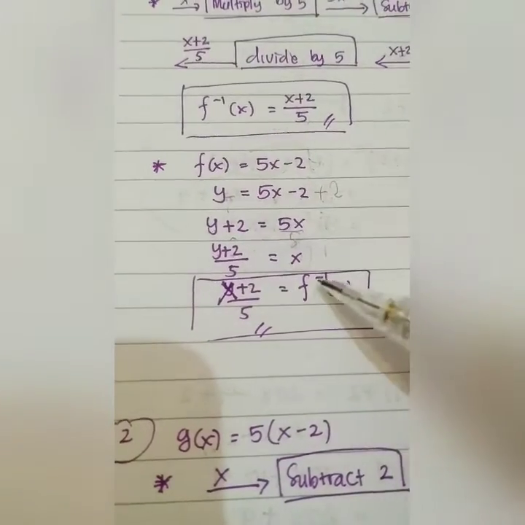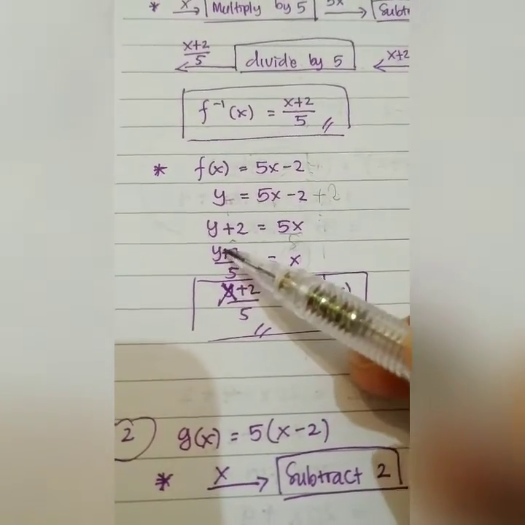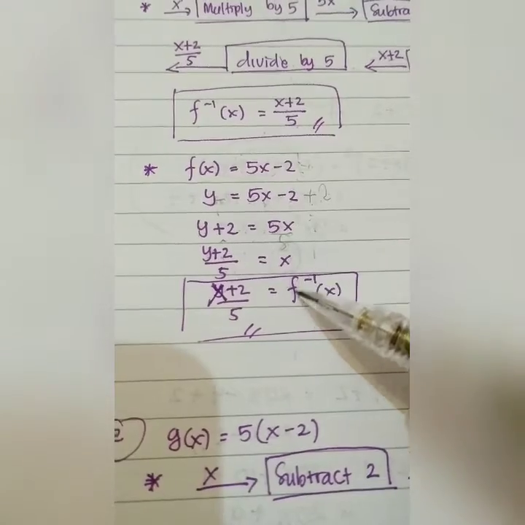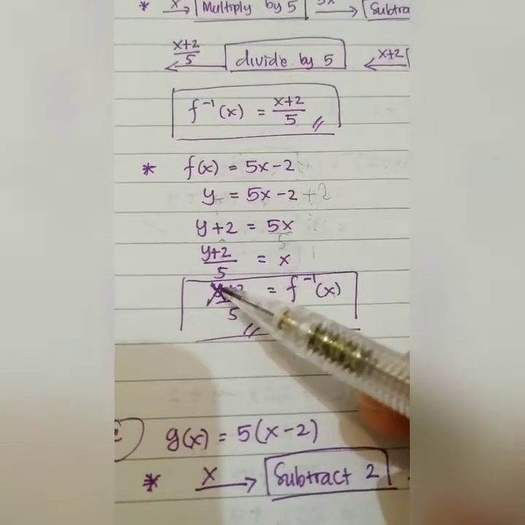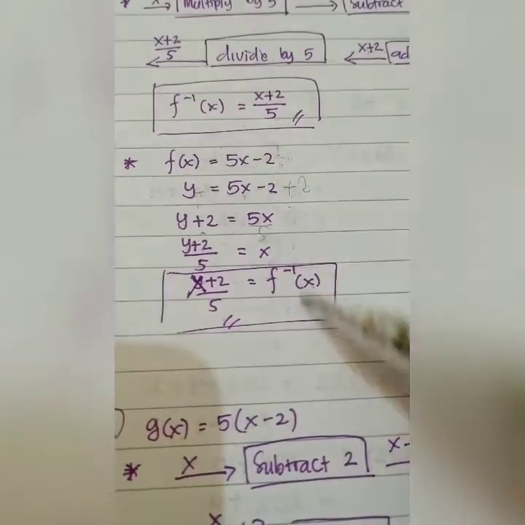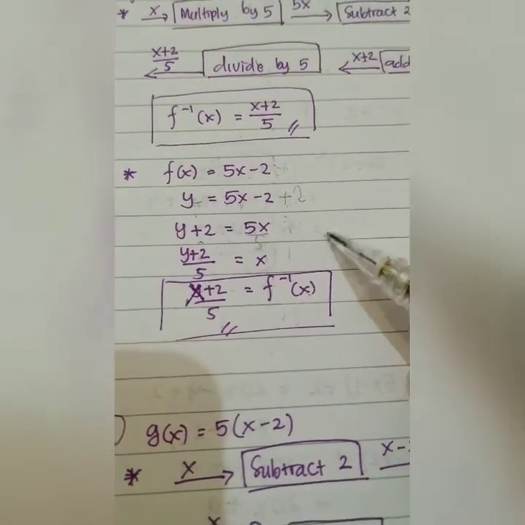Then to get the inverse, you change y to x, because this is the inverse function of x, so it becomes x plus 2 over 5. So this is the easiest way to get that.